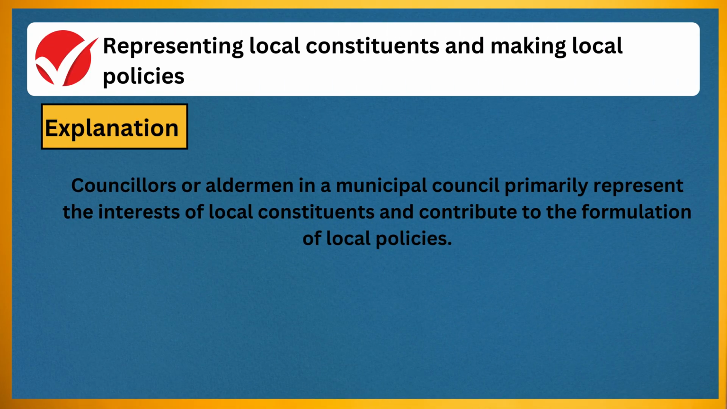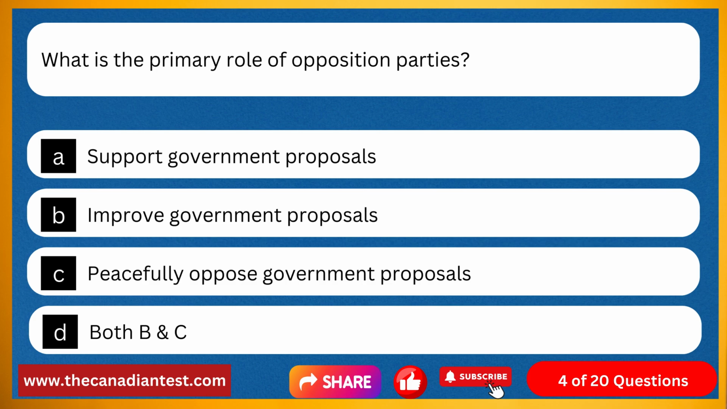The correct answer is representing local constituents and making local policies. Explanation: councillors or aldermen in a municipal council primarily represent the interests of local constituents and contribute to the formulation of local policies.